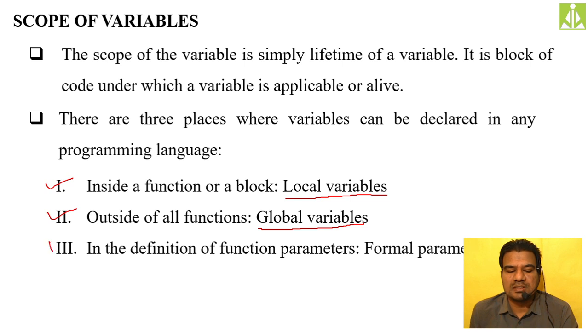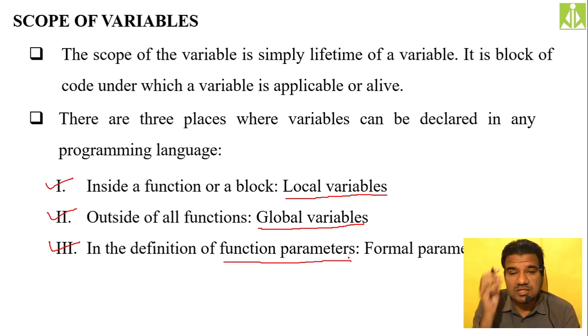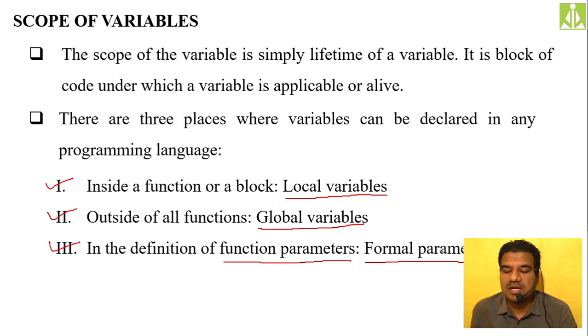And there is another third type of variable scope, that is in the definition of function parameters. So in association with function parameters also we declare these variables, and we call them formal parameters. There is another type, actual parameters also. We need to discuss these two: formal and actual parameters.